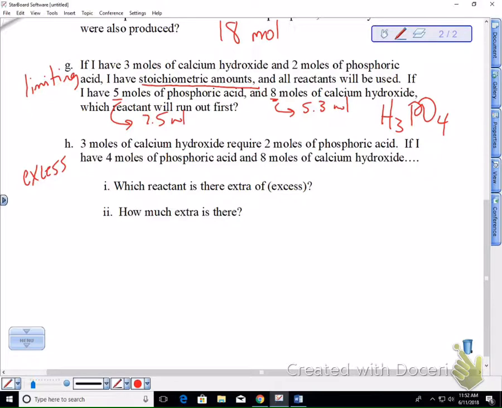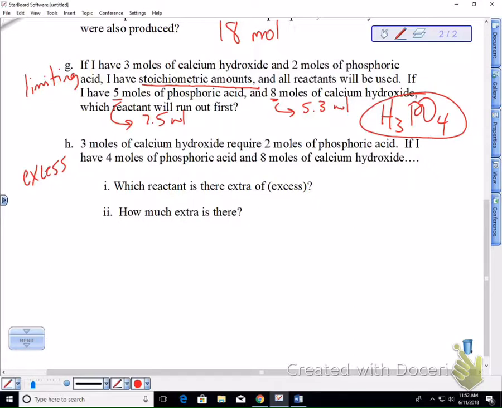That conceptually is very important because that's the one that's going to run out first. It's like the amount of gas in your car. When it runs out, the thing's over. In this case, the reaction is over. We need to always identify the limiting one first, and we'll get back to that. But in H, let's talk about the other type of reactant, excess.